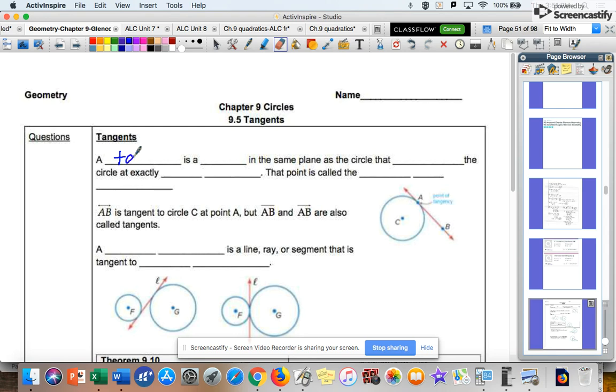A tangent is a line. It's a line in the same plane as the circle that intersects the circle at exactly one point. Okay, so it's a line, not a segment, and it crosses the circle exactly once. That point at which it crosses the circle is called a point of tangency.